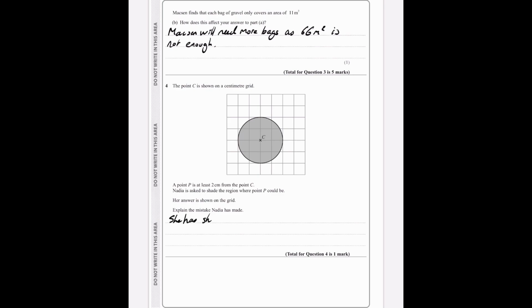Question number 4. Because it says at least 2 centimeters, that's 2 centimeters or more. That's going to represent the area outside the circle, not inside the circle. So poor Nadia has shaded the inside of the circle instead of all of the area outside of it.